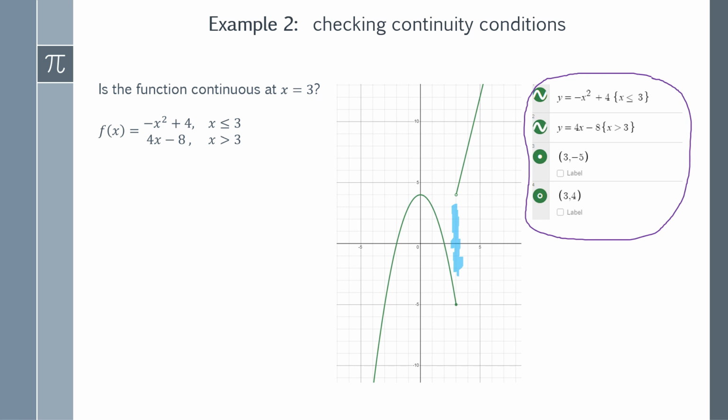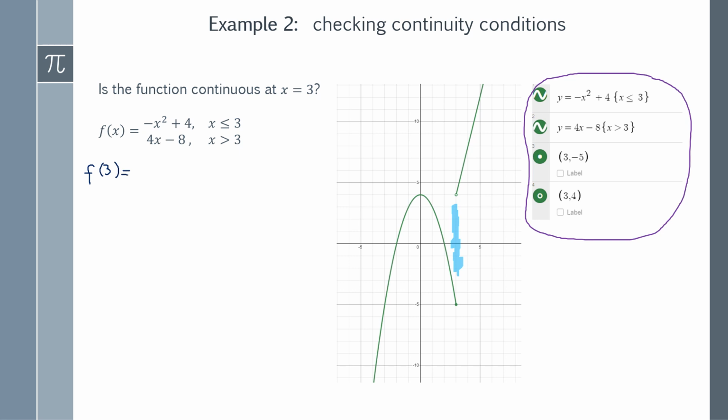Now let's go through the checklist, right? The continuity conditions. We always start with the first condition. Is f defined at that value? Okay, so f of 3 is defined. No issue here.